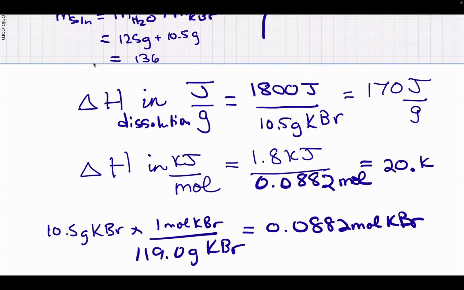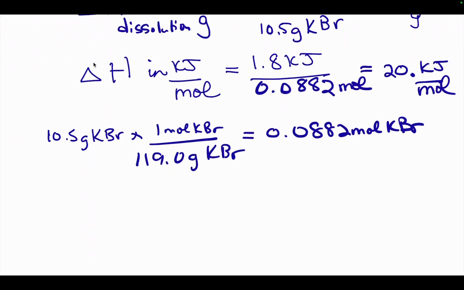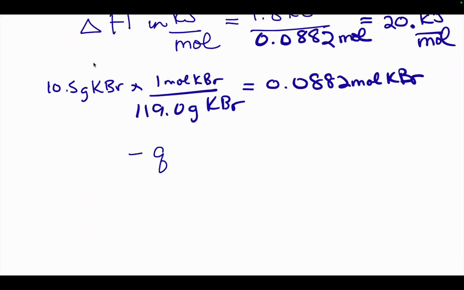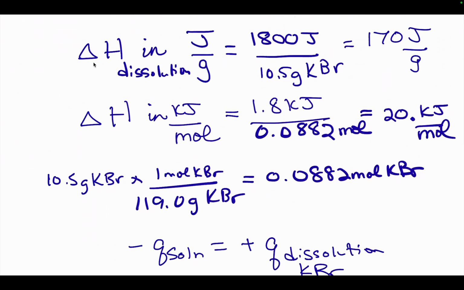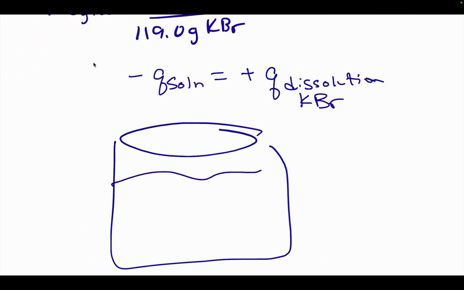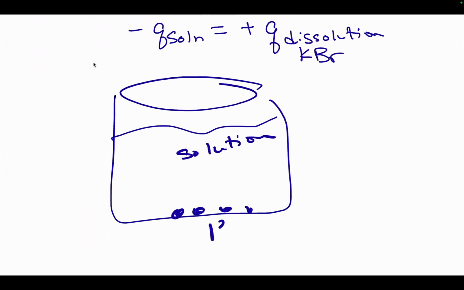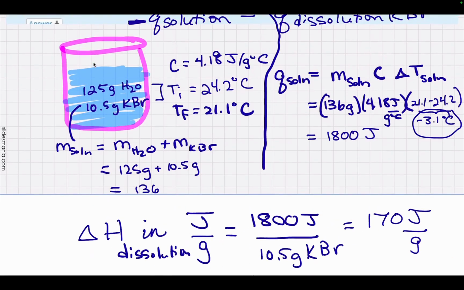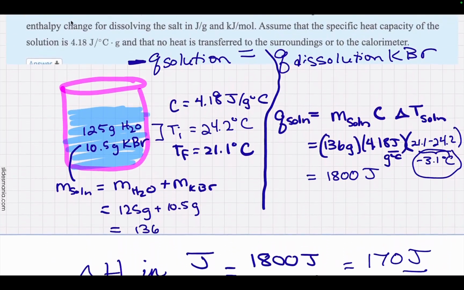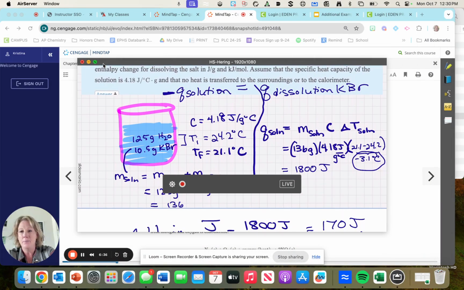20 kilojoules per mole. And like I said before, the negative Q of the solution that we got, if we had kept our sign, would equal the positive Q of the dissolution of the potassium bromide. So our answers are going to be positive. And you can also think of it like this: the solution's delta T was negative because energy was going into the KBr. So I hope that helps you with that type of calorimetry problem. And you can always practice more in the back of the book.